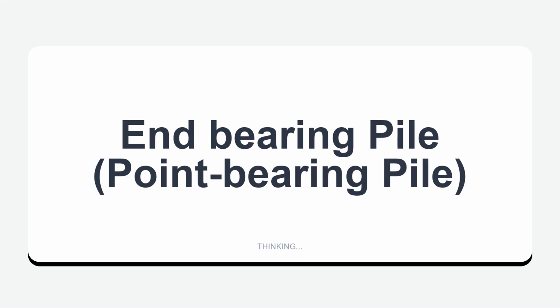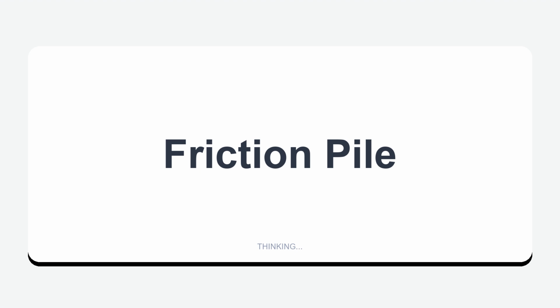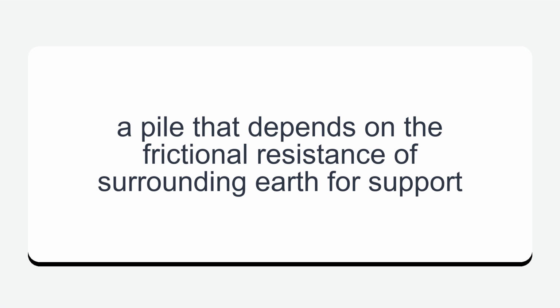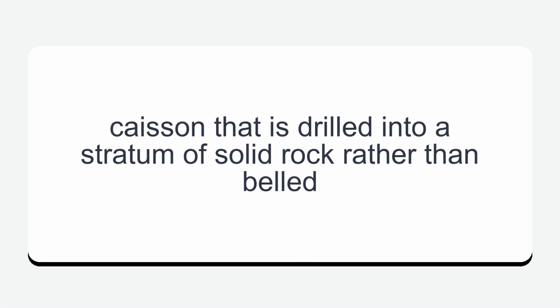End bearing pile, point bearing pile: pile depending principally on the bearing resistance of soil or rock beneath its foot for support. Friction pile: a pile that depends on the frictional resistance of surrounding earth for support. Socket caisson: caisson that is drilled into a stratum of solid rock rather than belled.